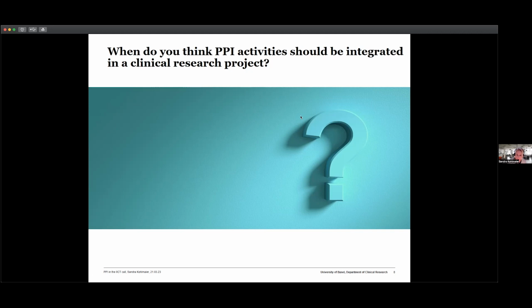Is it from the beginning of a clinical research project on, during the entire research project? Or is it depending on the clinical research project, or it should not be integrated at all? And I think it is possible that you click on several of these points if you want to. If you think several of the answers are correct for you, then you can click on several ones.